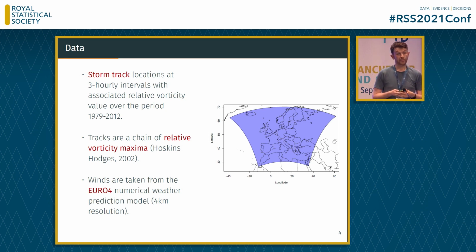The associated winds that we use to relate the extreme weather to the storm track are taken from the Euro 4 numerical weather prediction model, and that's a downscaling of the ERA-Interim reanalysis, which is pretty ubiquitous in studies like this, but has since moved on to a new ERA5 release.